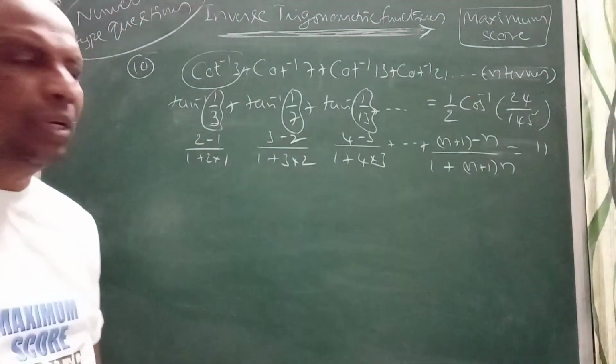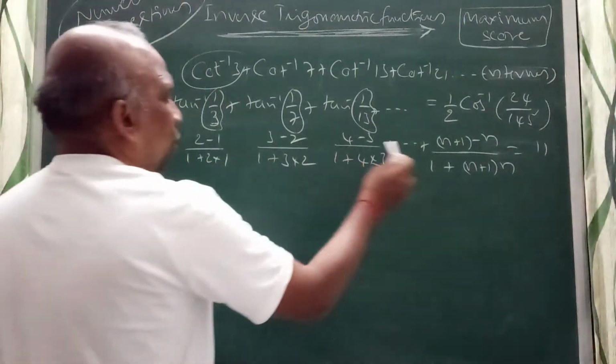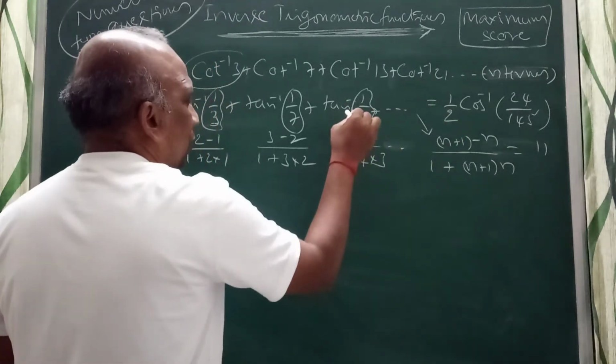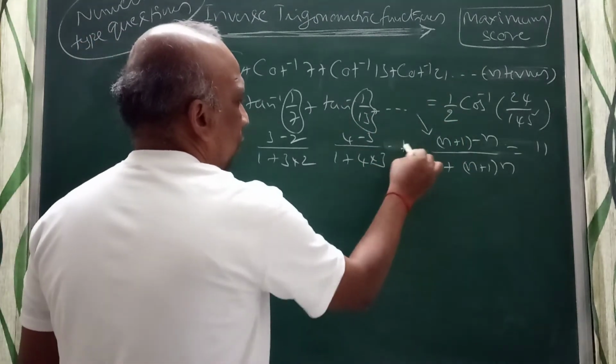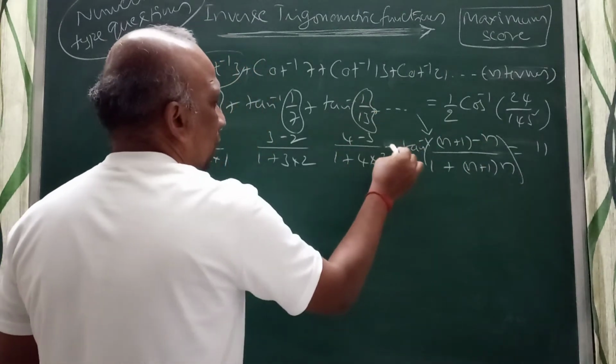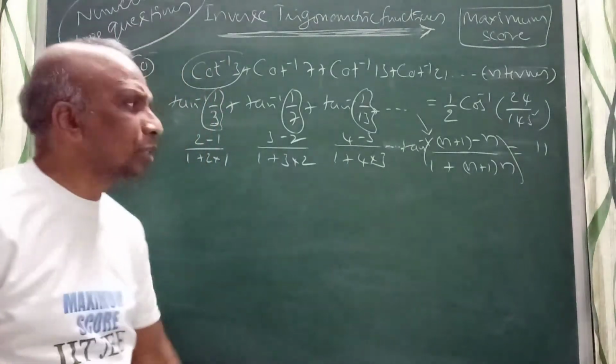The sum is given. Can I split this? This is tan inverse. I'm talking about the nth term of this. These are all tan inverse of this. You can write tan inverse of this. Correct? Tan inverse of this will be there. Just tan inverse of this.